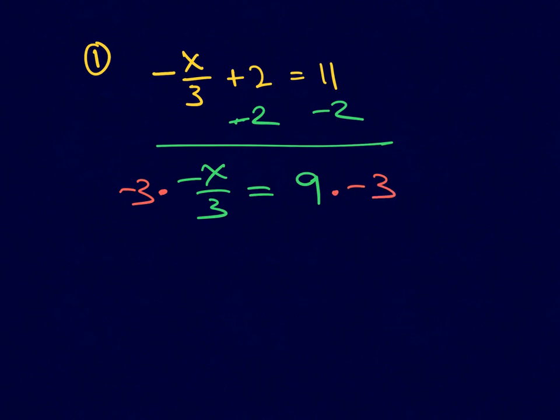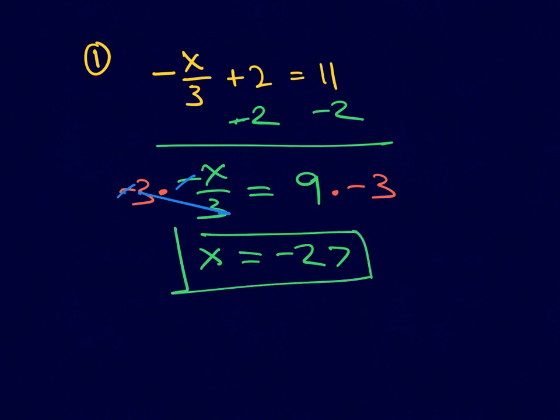All right, and two things are going to happen there. First, the 3's are going to cancel out, because 3 divided by 3 is 1. But also the negatives are going to cancel out because a negative times a negative is a positive. So that on the left side leaves me with x. And on the right side, I get 9 times negative 3 is negative 27. And there's my final answer.